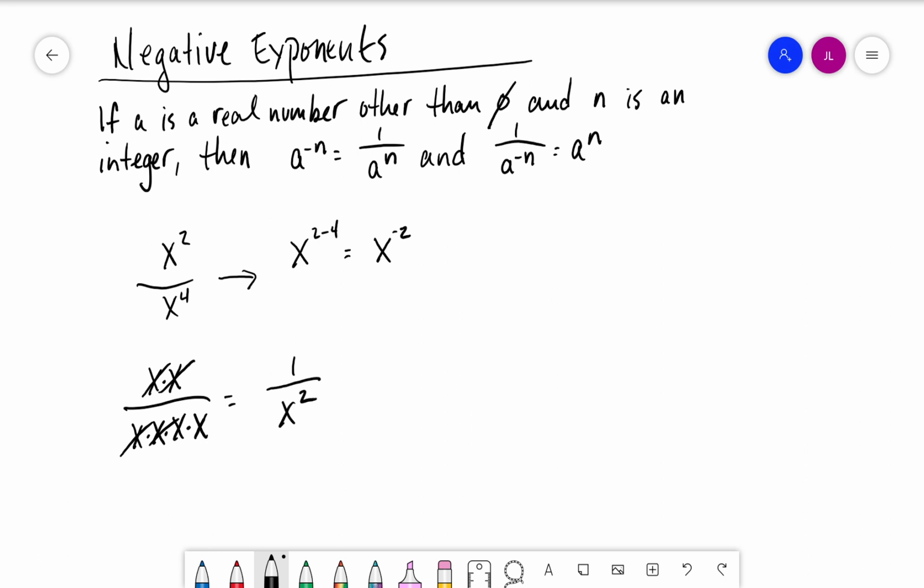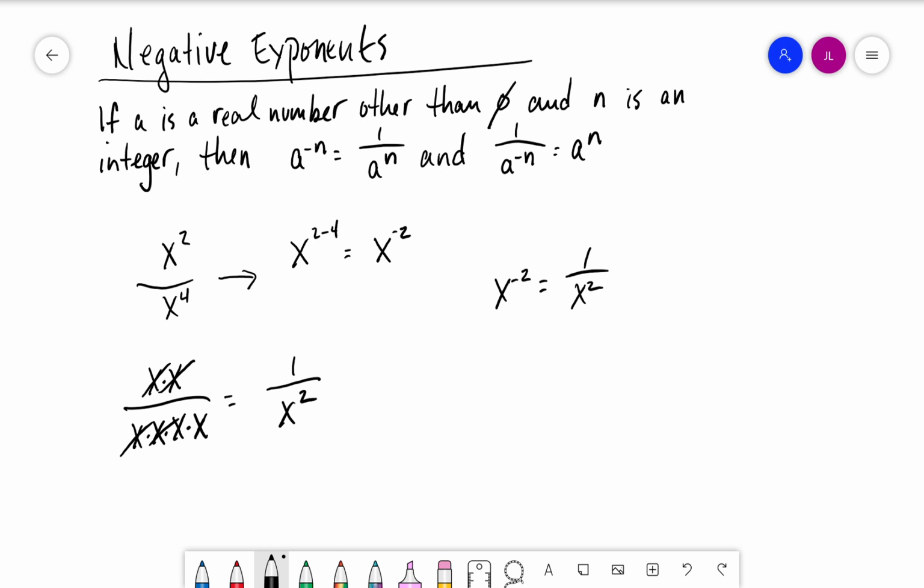The funny thing is, when we talk about the quotient rule, and this has to be true for exponents, then basically we're saying x to the negative 2 is the same thing as 1 over x squared.